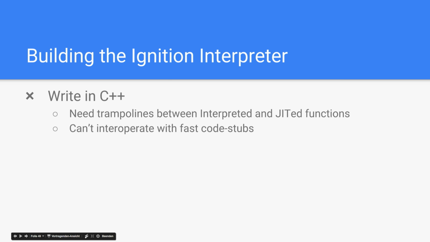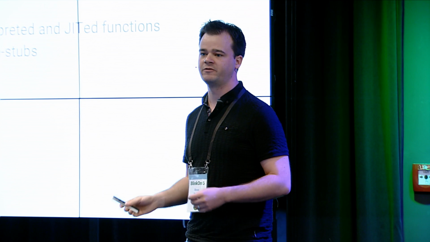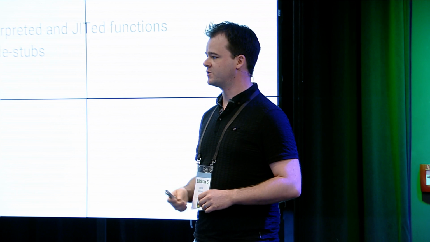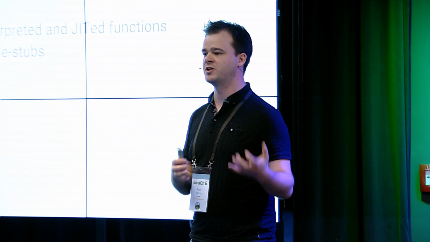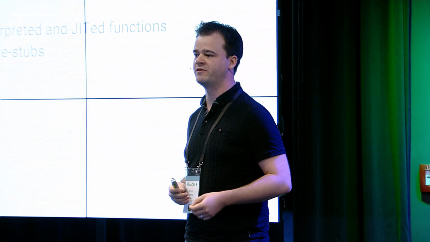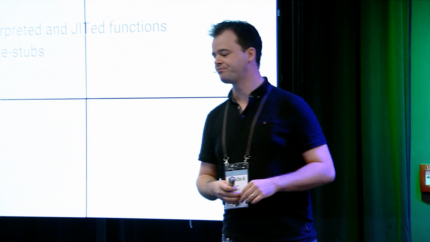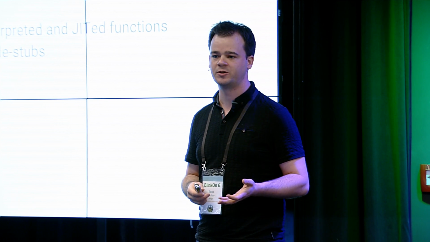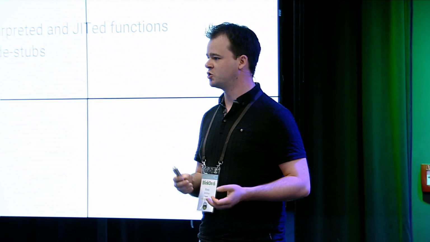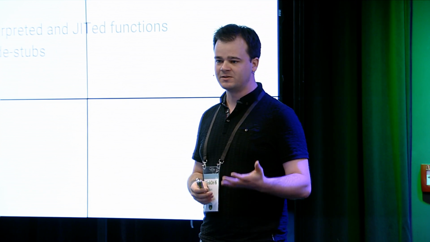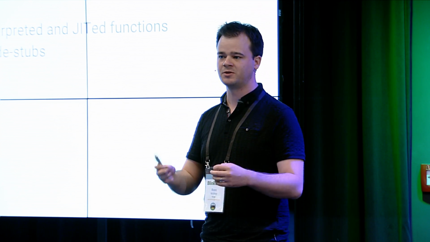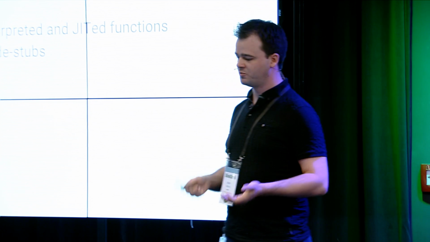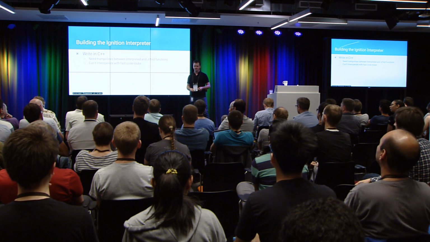Because the C++ calling convention is completely different from the JavaScript calling convention, whenever we were calling a function, if that function was jitted, we would need to build a trampoline that translates from the C++ calling convention to the JavaScript calling convention. Also in V8, we have a whole bunch of handwritten assembly for various fast path common operations. They're called code stubs. And all of these also would need specialized trampolines to jump to them, or else we just couldn't use them, and we would be a lot slower. So we avoided writing it in C++.